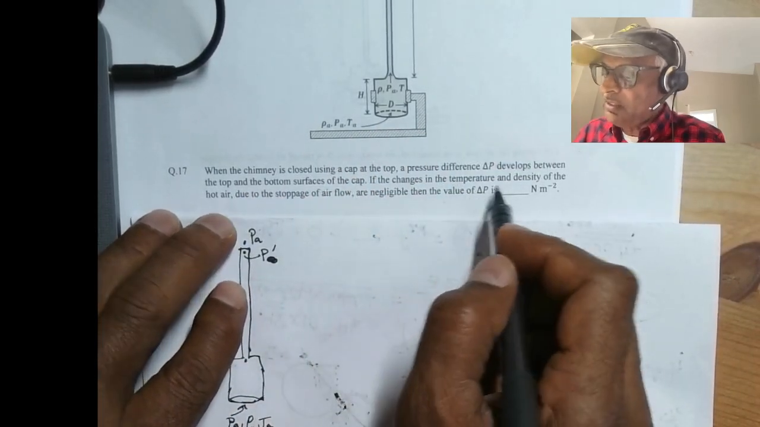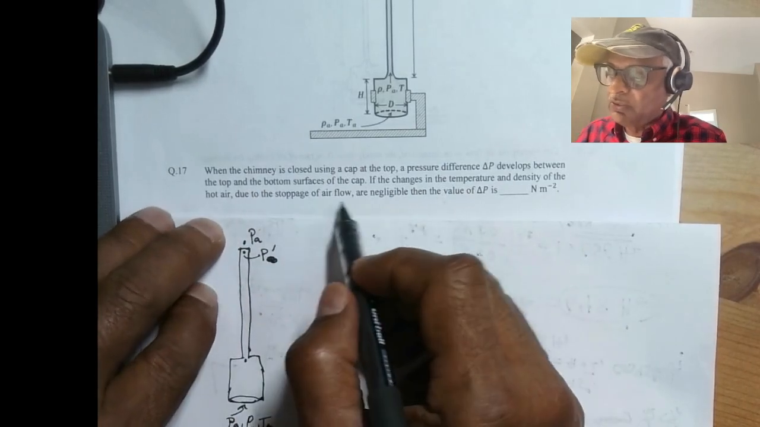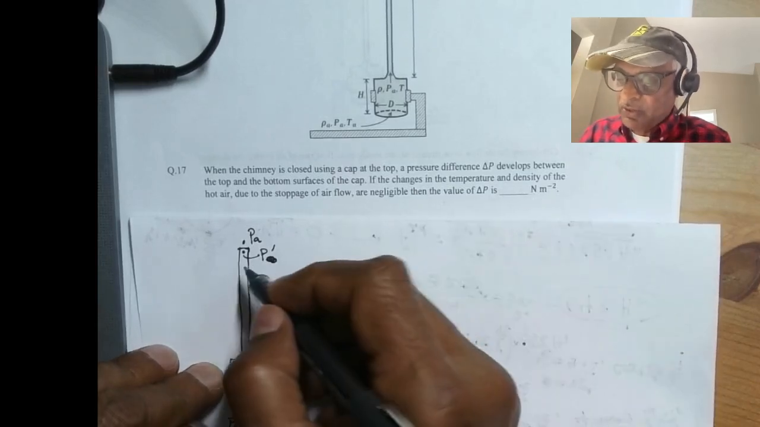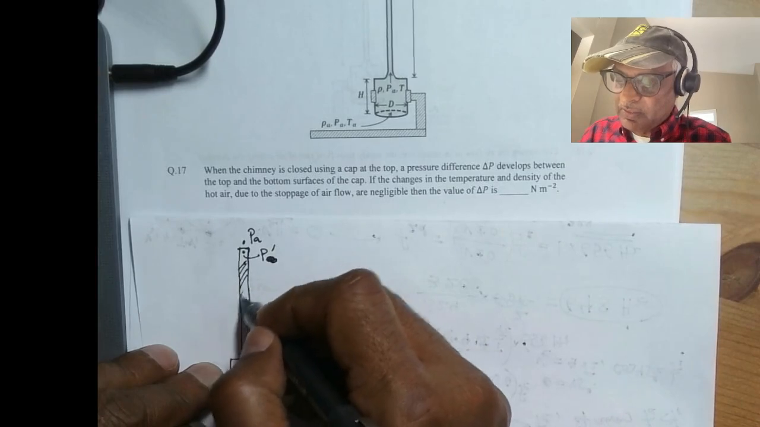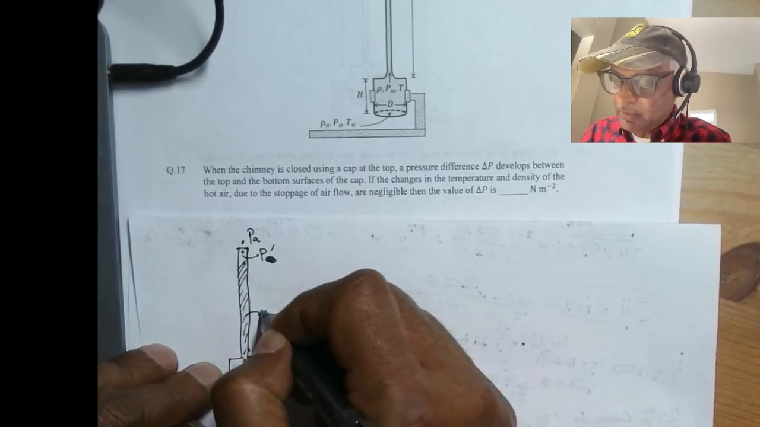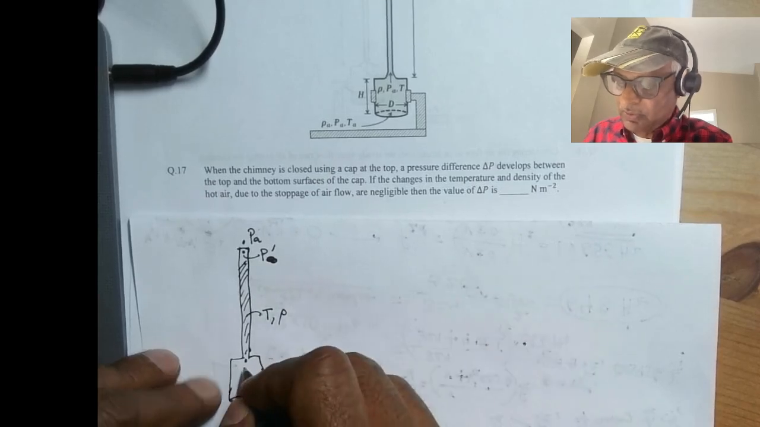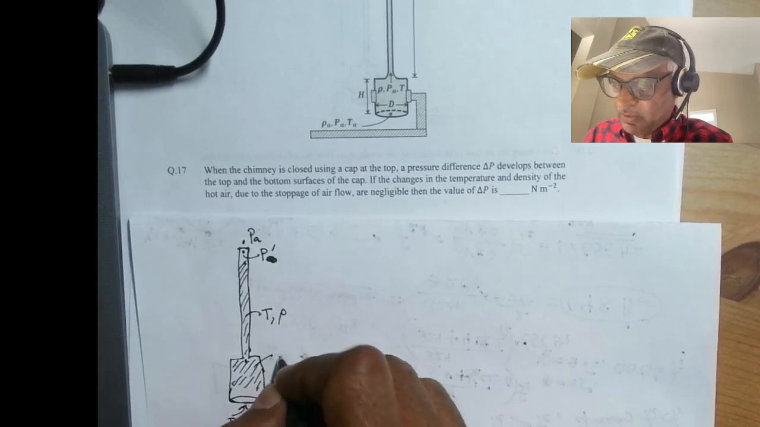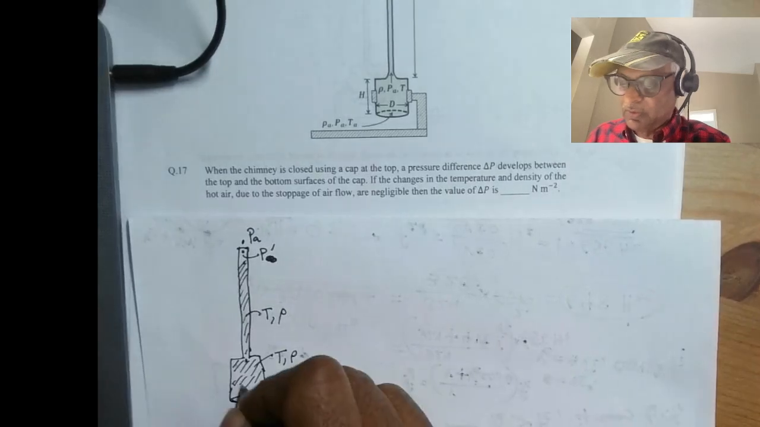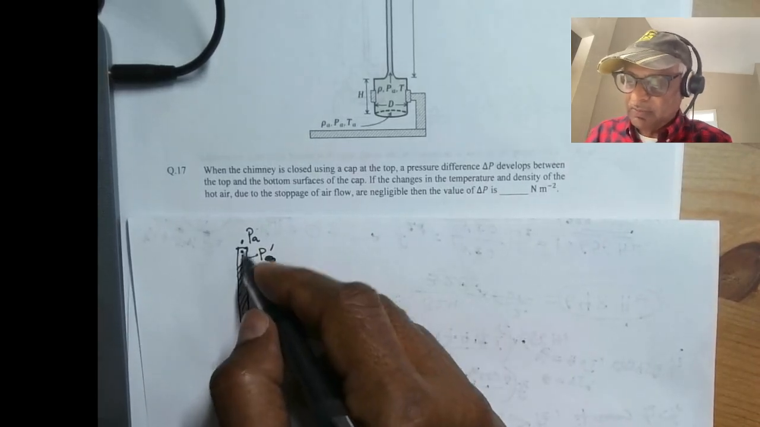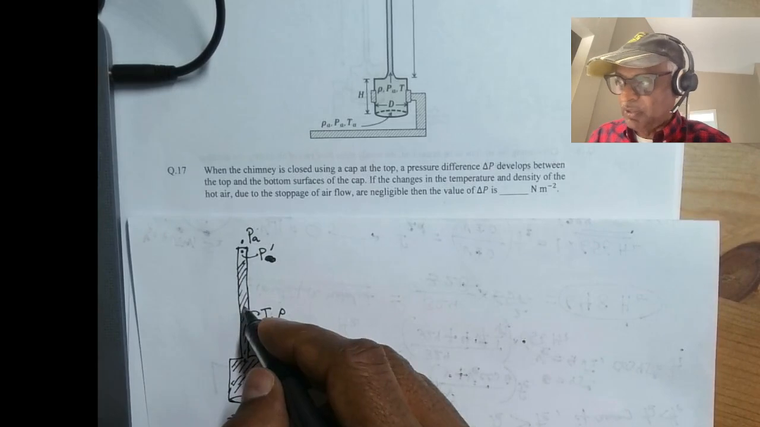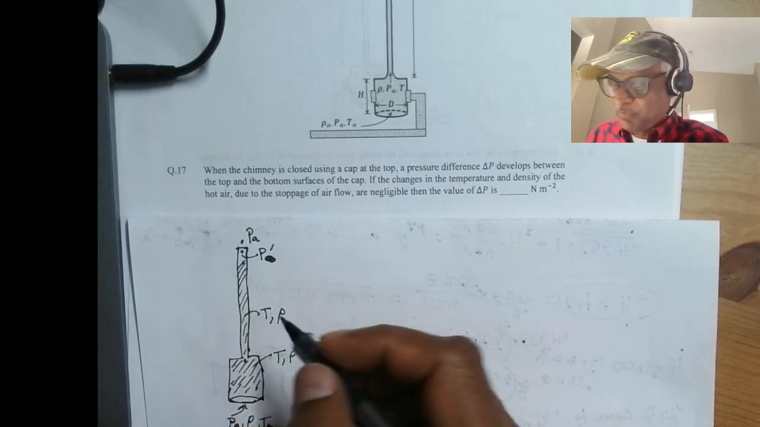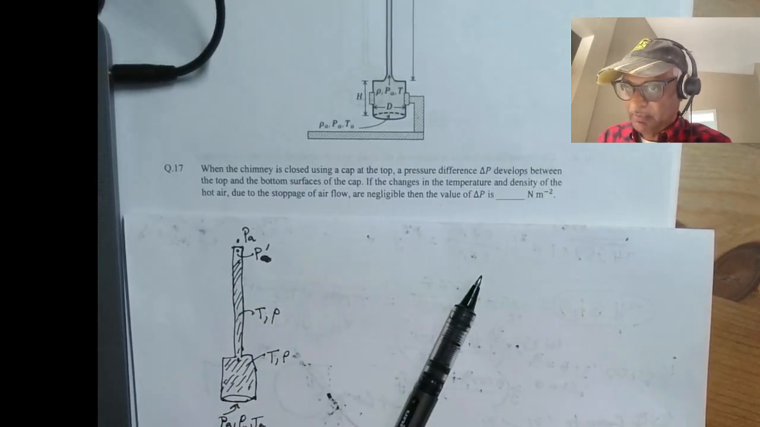If the changes in the temperature and density of the hot air due to discharge flow are negligible, then the value of delta P is this. So all this is still at temperature T and density rho. We can call it temperature T, density rho, and this being, we can consider this an equilibrium. We can talk about same pressure, right?